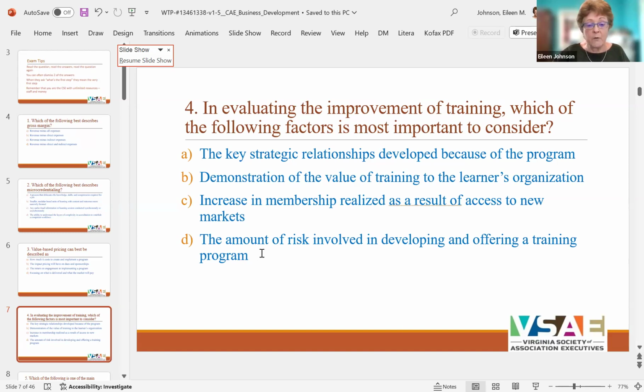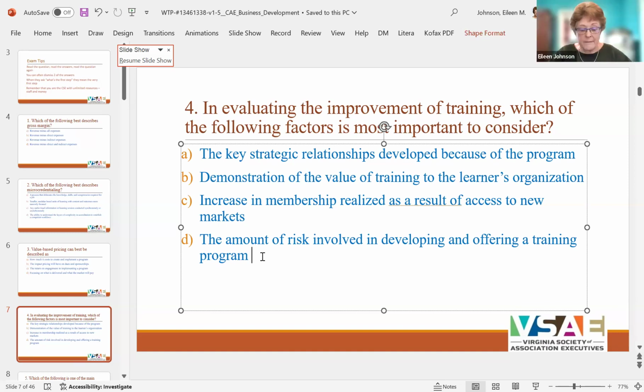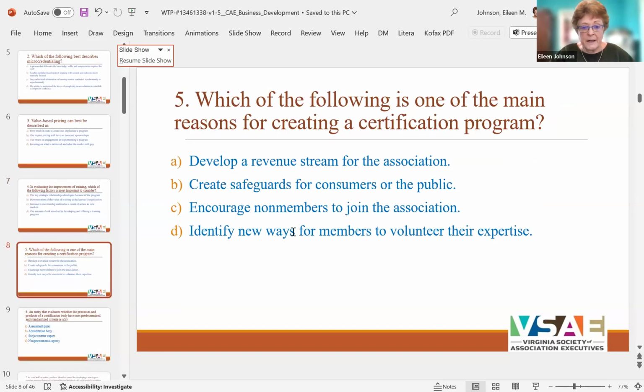I'm not sure I would call that risk. Yeah. But, yeah. Okay. It says this is from chapter 23 of the book. Okay, go on to number 5.